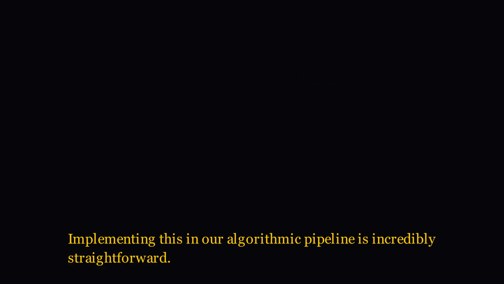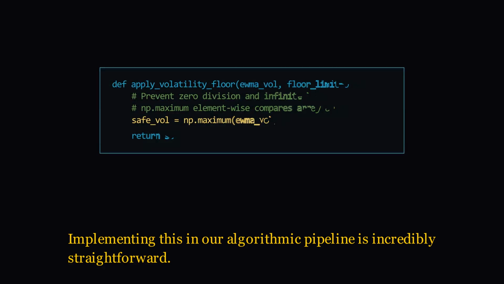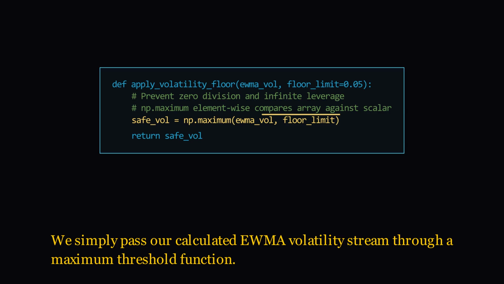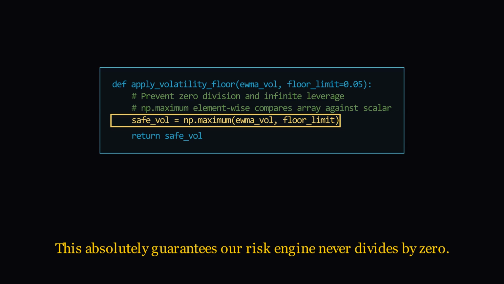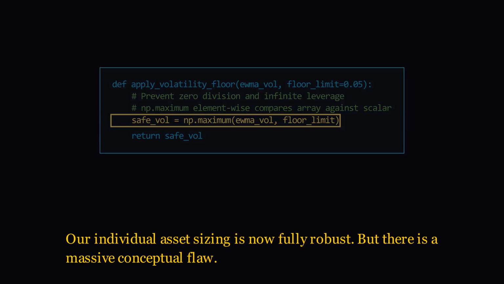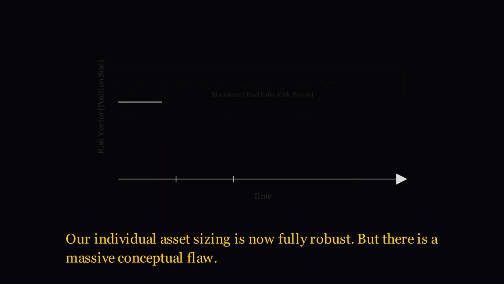Implementing this in our algorithmic pipeline is incredibly straightforward. We simply pass our calculated EWMA volatility stream through a maximum threshold function. This absolutely guarantees our risk engine never divides by zero. Our individual asset sizing is now fully robust.